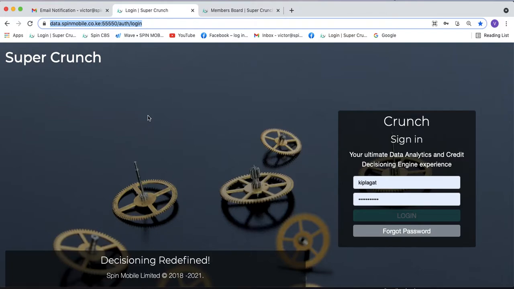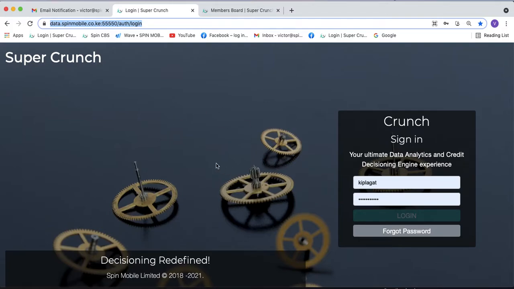Concerning specifically the SuperCrunch tool. SuperCrunch is a business process automation tool, mainly handling data analytics for lending companies. So for those lending companies that want to process borrower financial data, borrower information verification and even validation, they can use SuperCrunch for their processes.